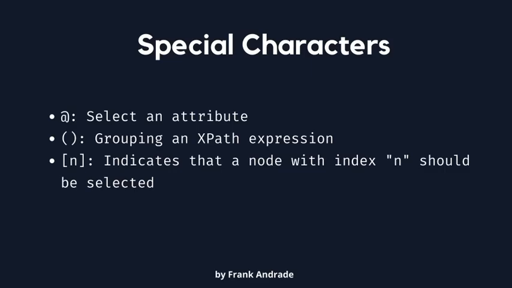Finally, we have some characters we've already seen. So first, there is the @ sign, which selects an attribute. Then we have the parentheses that are used for grouping an XPath expression. And the last one is the square brackets with a number inside, which indicates that the node with an index n should be selected. And that's it. You just learned many special characters. Use them wisely to build better XPath expressions.